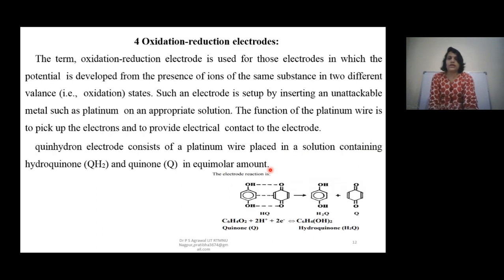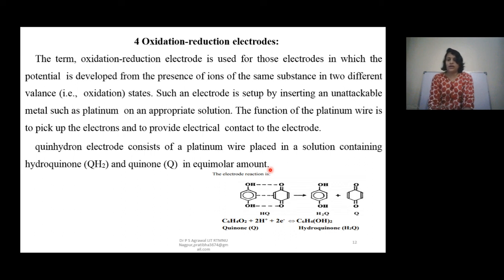Now, the oxidation reduction electrode. This is another electrode which we use in the laboratory. The term oxidation reduction is used for those electrodes in which the potential is developed from the presence of ions of the same substance in two different valence states, so we have to choose ions having two different oxidation states. It is set up by inserting an unattackable metal, again platinum. The function of this wire is to pick up the electron. It is just for electrical contact. Platinum is never the electrode itself.